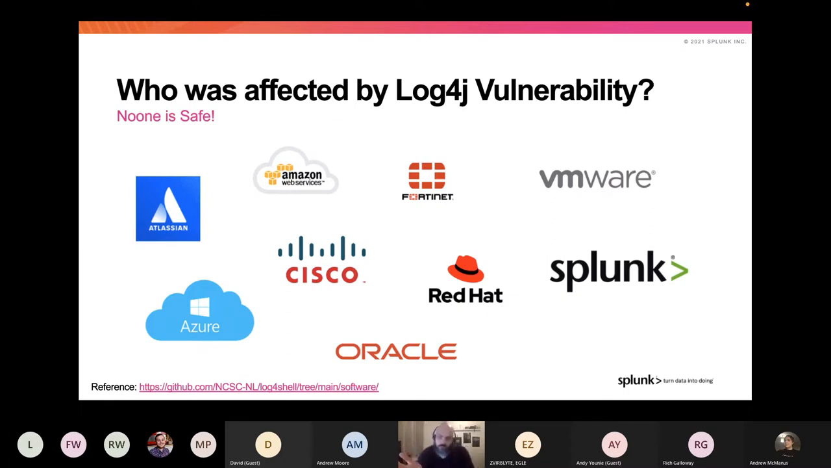And obviously, you can see here, I've just selected some of the big hitters, I guess, that were known to be vulnerable. But effectively, it was everywhere. The link at the bottom with the reference in GitHub from the NCSC is basically a load of text files for each alphabetical letter, and inside those text files are lists of companies that have been affected by the Log4j vulnerability. So as you can see, no one was really safe except a few people, which I talk about in a slide in a second as well.